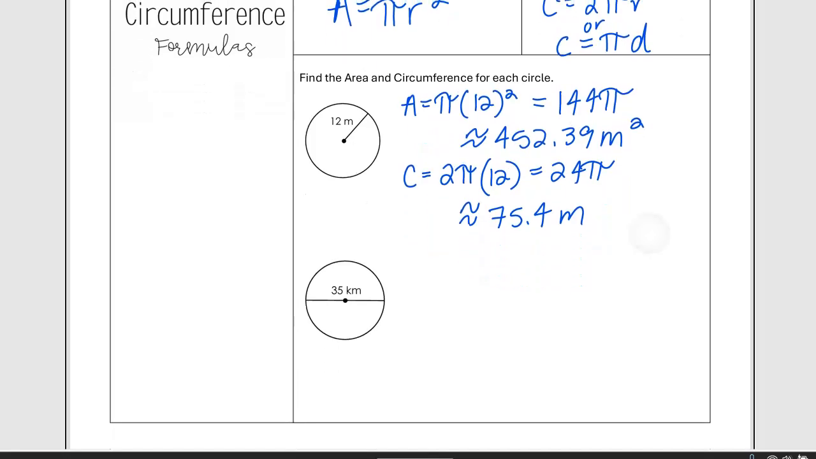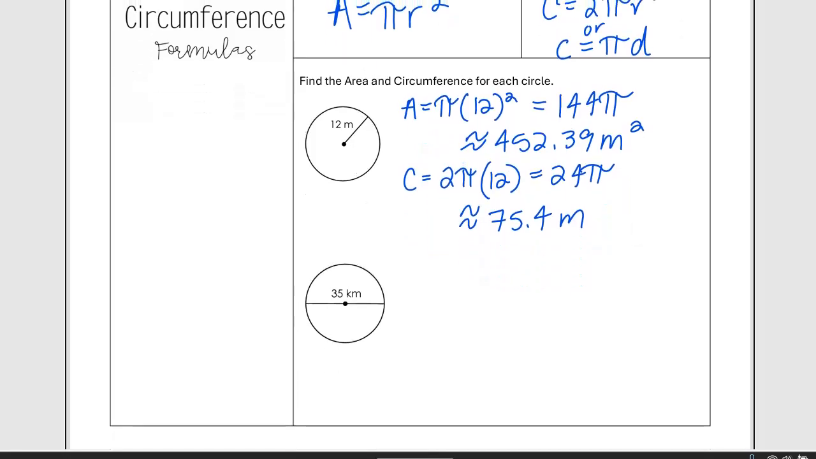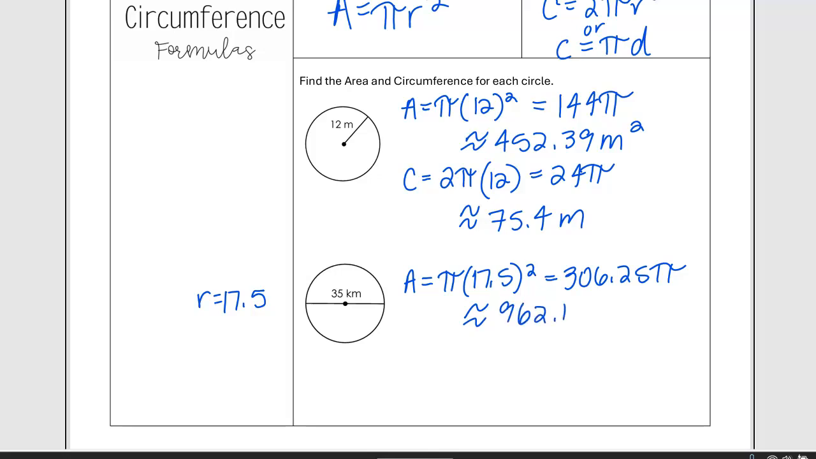All right, let's look at the next one. We're given a diameter. So the first thing we need to do is find our radius. So our radius is going to be 17.5. We just divide 35 by 2. And now we can find the area. So that's pi times 17.5 squared. So that's going to be 306.25 pi. We put that in our calculator, and we're going to get 962.11 kilometers squared.